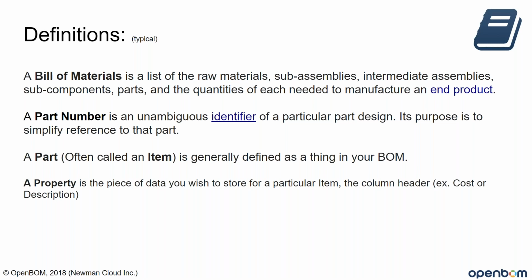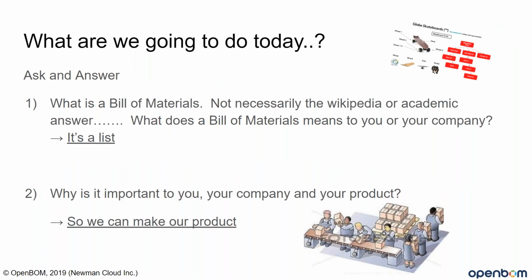As always, I'd like to start with a few definitions: bill of material, part number, part, property. These are all the kind of words that we'll be using in today's discussion. You can dive into those a little bit deeper if you want. Most interestingly, though, we will be developing our own definition of bill of materials, something a little more general and easier to talk about within your company. A part we often refer to as an item. A property you might think of as a column in your bill of material, or column header.